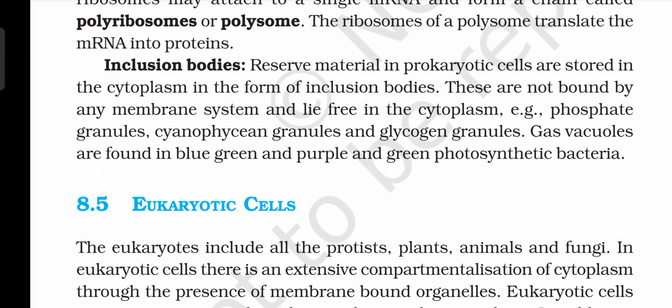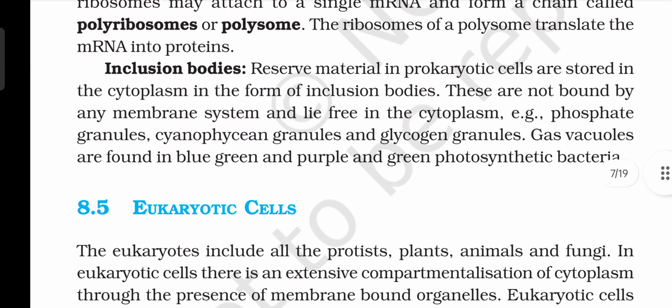Gas vacuoles are found in blue-green and purple and green photosynthetic bacteria. Eukaryotes.